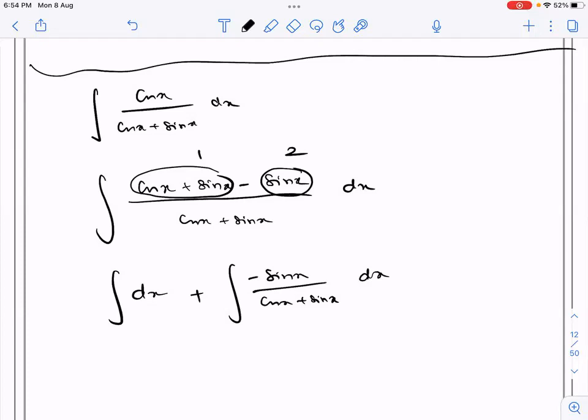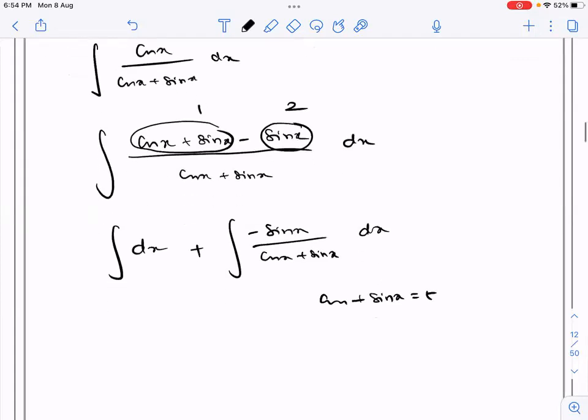Observe, if I substitute the denominator as t, whenever you have sum of cos plus sin, what will be the numerator? If cos x plus sin x, if I substitute it as t, then what will be the numerator? That is cos x minus t. And the dx term, differentiate on both the sides. Cos x minus sin x dx will be equal to dt.